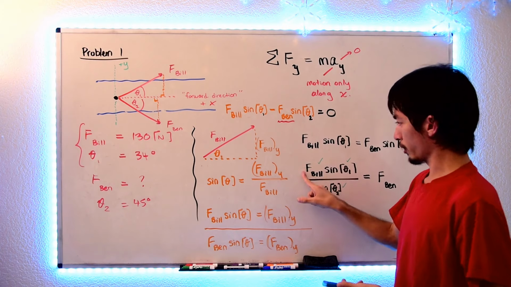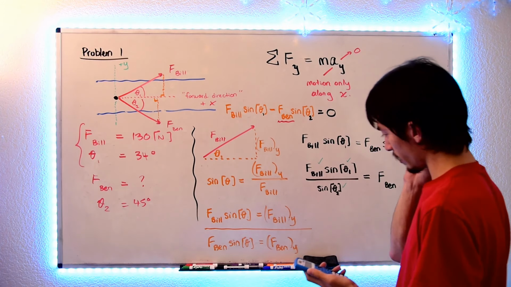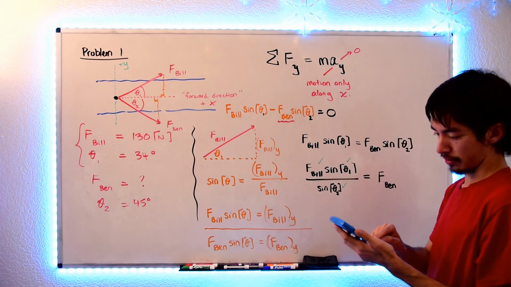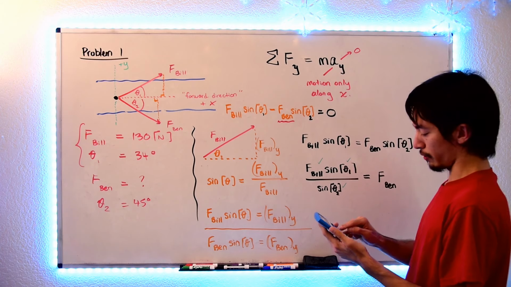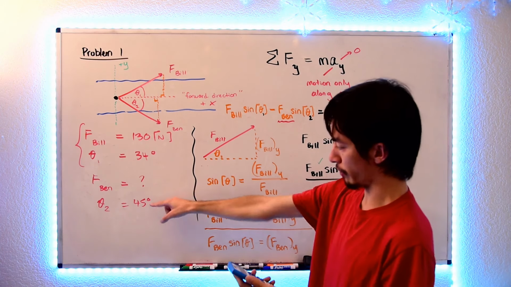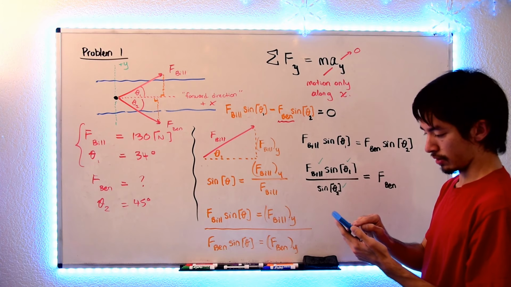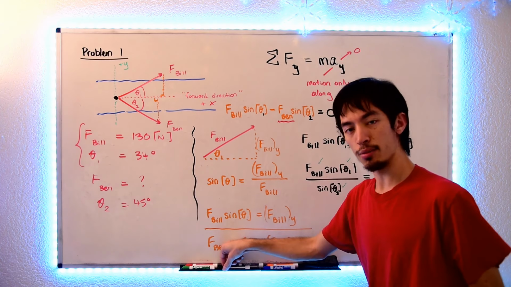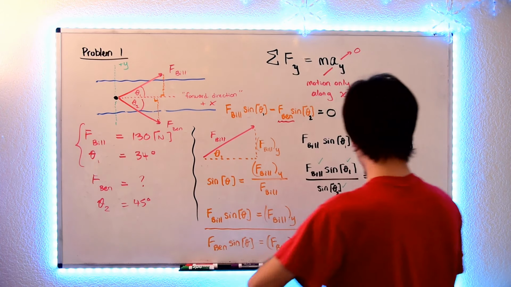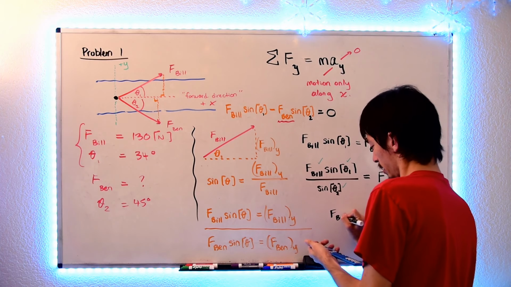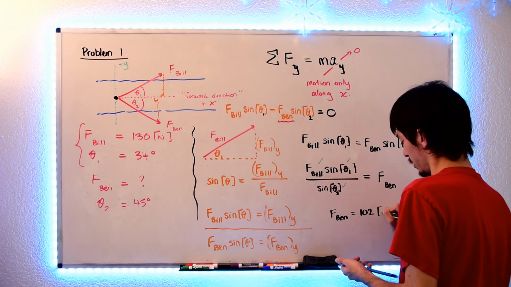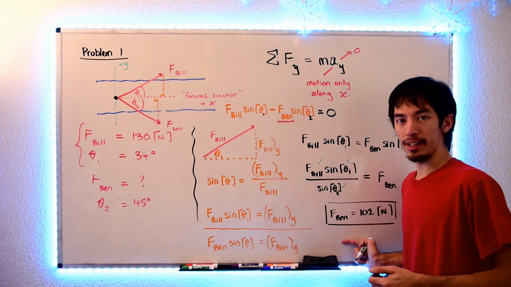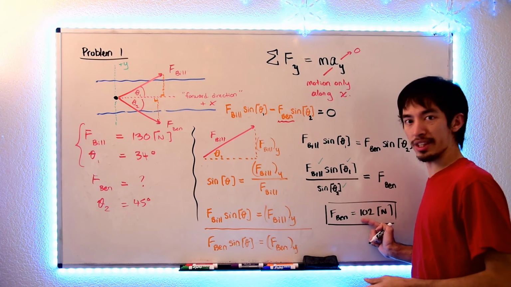Now, we have force from Bill, which is 130, times sine of theta 1, which is 34 degrees, divided by sine of 45. Okay. So for this one, we get that it's 102. So force from Ben equals 102 newtons. Now, we expected this answer to be a little bit different, but not too much different. It's within a reasonable range.